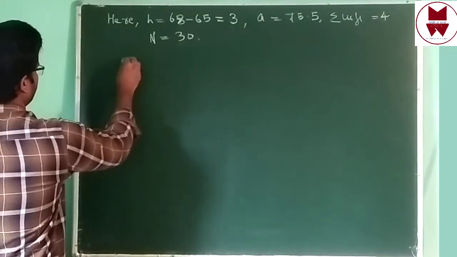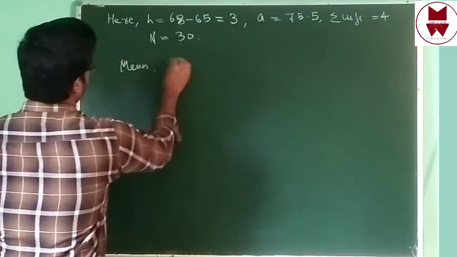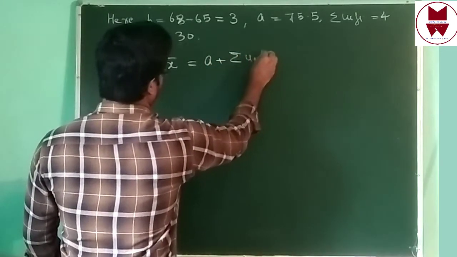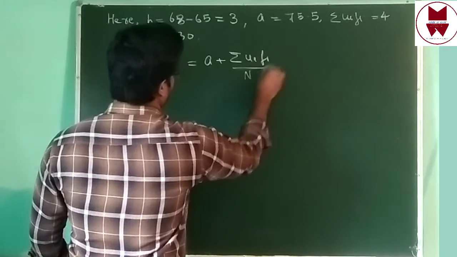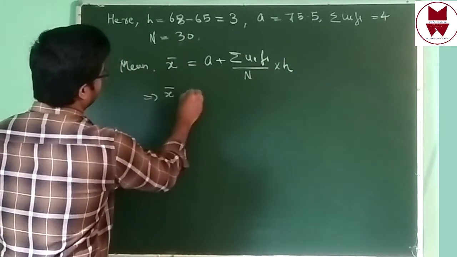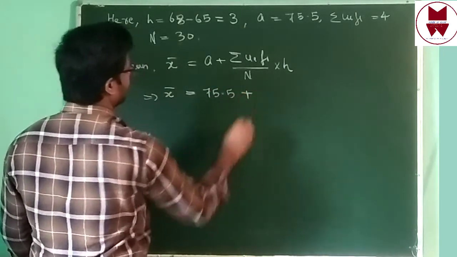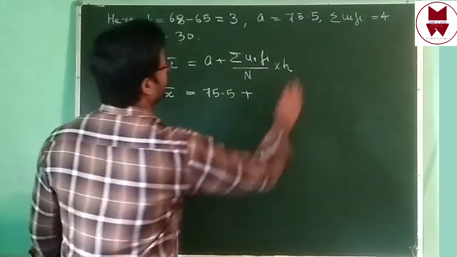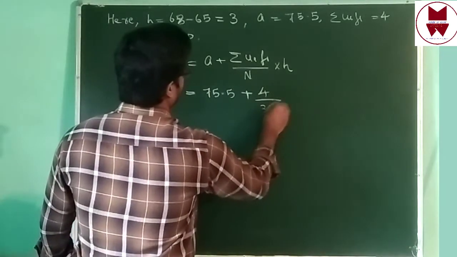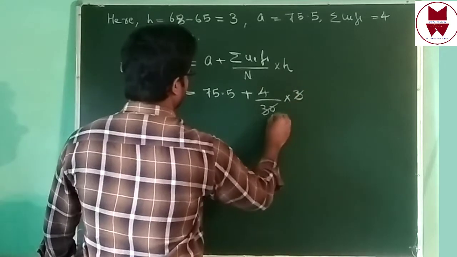Now we can use that formula. Mean x bar equal to a plus sum of ui fi divided by n into h. Give all values in here. x bar equal to a means 75.5 plus sum ui fi is 4 divided by n means 30 into h. We can cancel this 30 and 3. Directly we will get 10.